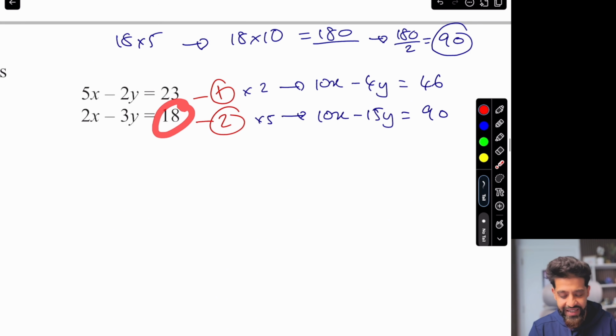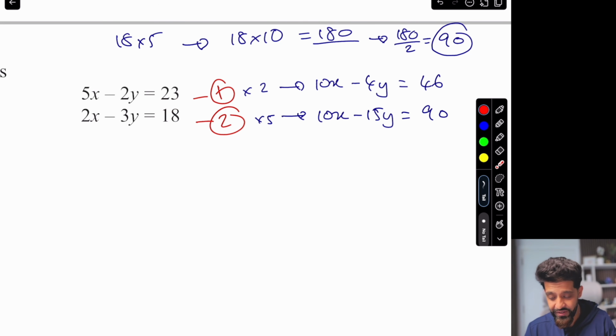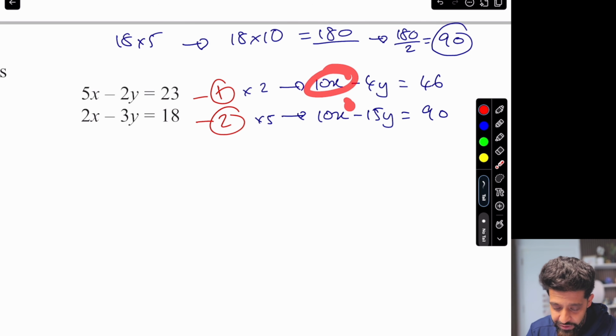If you can't do stuff like 18 times 5, don't fret. You can use methods like this or just use long multiplication if you have to, whatever you need to use. Right, now you need to get rid of these. You need to get rid of the 10x's.